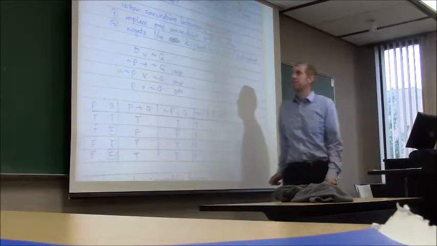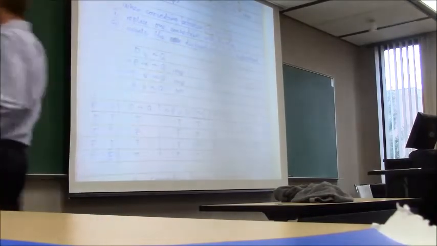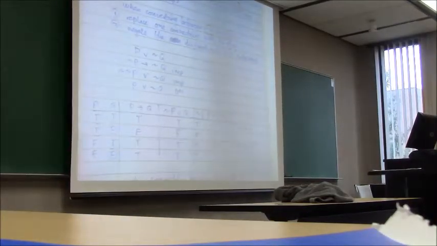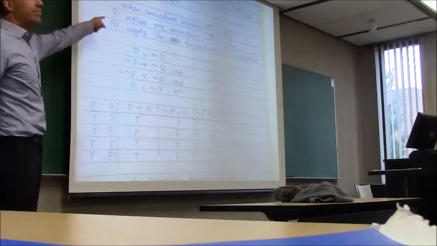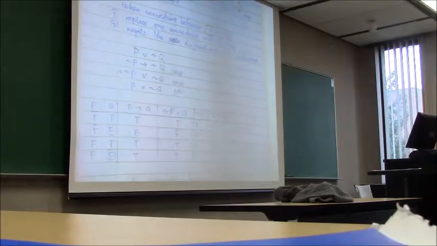Let's try. Suppose we start with if P, then Q. Apply rule 1, we replace the conditional with the or. Apply rule 2, we negate the one on the left. Not P or Q. And that's the right answer.